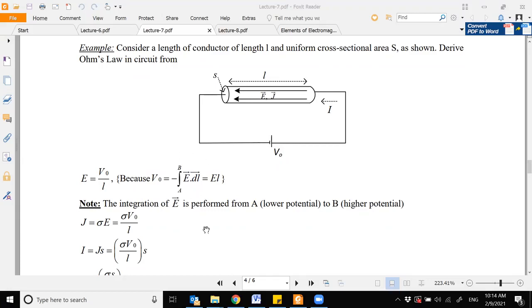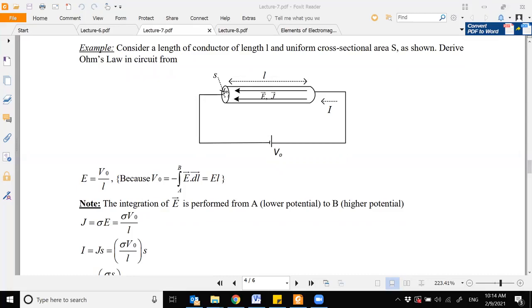Whenever we do the integration, we always integrate from the lower potential to the higher potential. So this is kept at lower potential and this is kept at higher potential, right? See, this is negative and this is positive, lower potential, higher potential. So if we integrate from lower potential to the higher potential, then what will happen? We will end up getting this term as positive because minus is there.